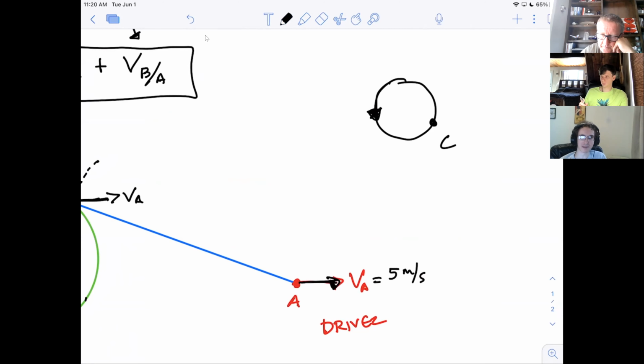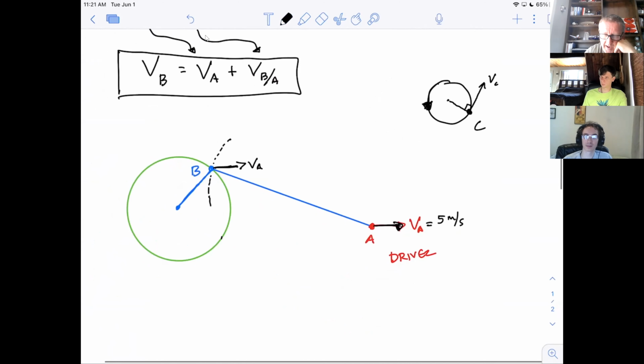Just tangent to the circle. Exactly, tangent to the circle. Which is sort of code for at 90 degrees to the radius. Does that make sense? Those things are both true. So that's where the velocity of C is, right? That's where we say it is when it's on a circle.